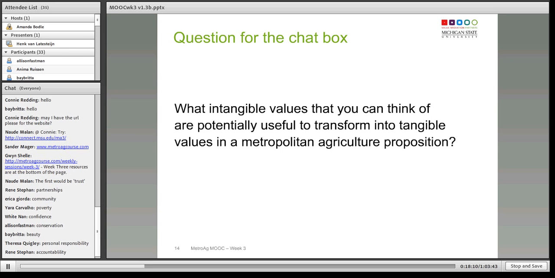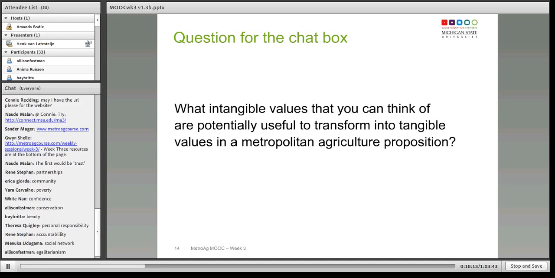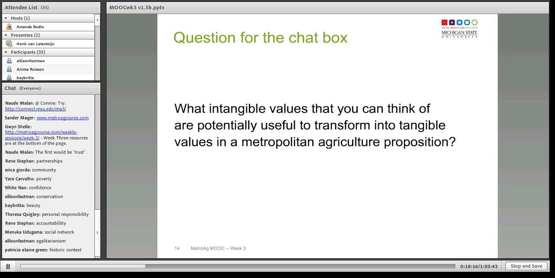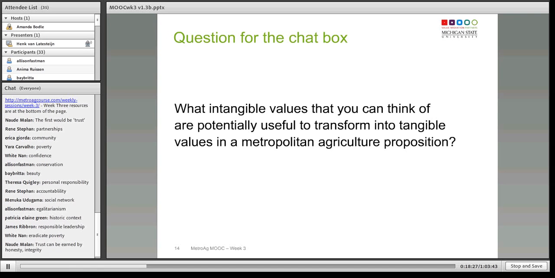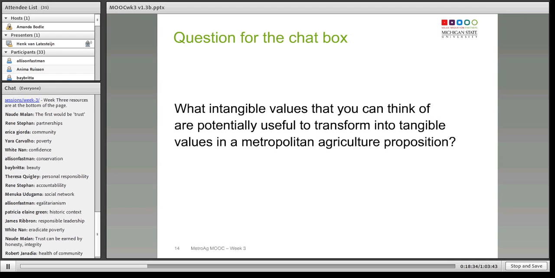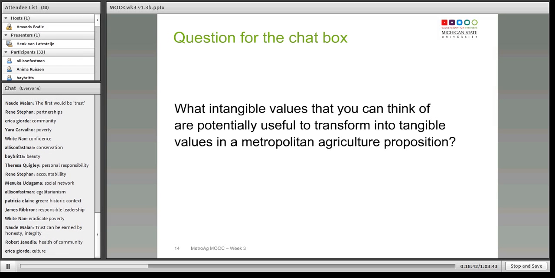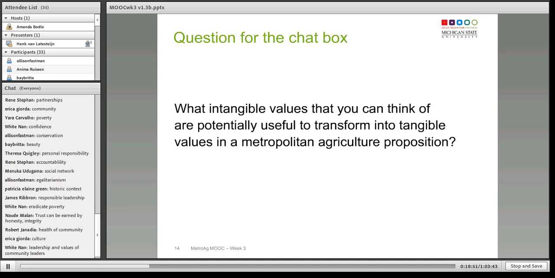Well, now the ideas are really flowing. Historic context, social network, egalitarianism, eradicate poverty. Yep, there we are. Yep, well, you're all thinking in directions that a lot of people are thinking. You can start with ideas like trust and honesty and community sensitivity. Use that, look at your own business and see if you can improve your business using precisely those types of values.